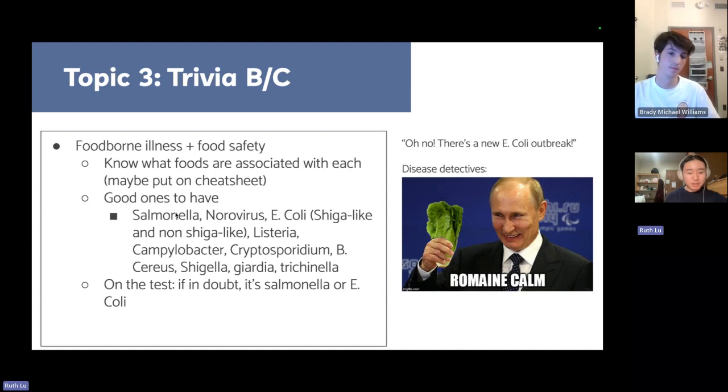And here are some good ones to know. Salmonella, which is one of the most common foodborne illnesses. Norovirus, which is very contagious. E. coli, Shiga-like and non-Shiga-like. Listeria, Campylobacter, and then these are all a little bit less common than the rest: Cryptosporidium, B. cereus, Shigella, Giardia, Trichinella. And on the test, if you're not sure, it's usually Salmonella or E. coli.